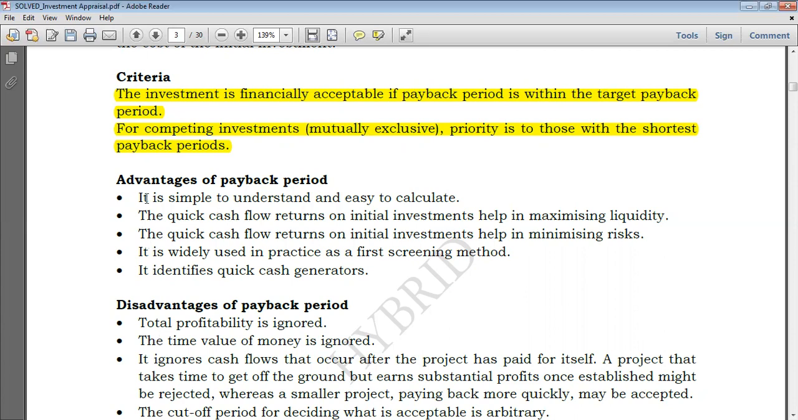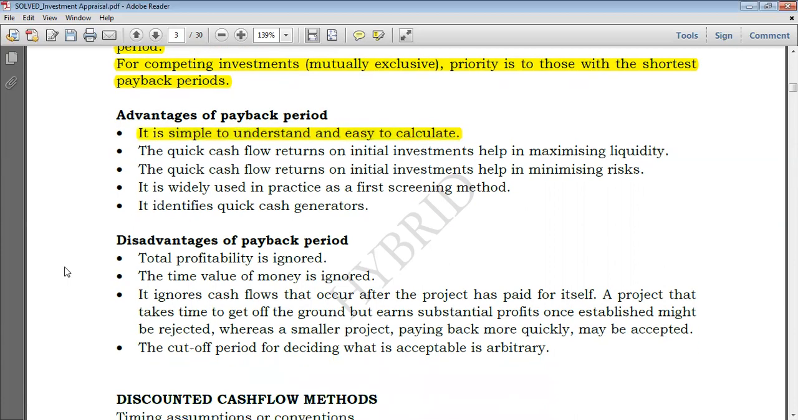Advantages of payback period. Here we are told it is simple to understand and easy to calculate. Of course, this is simple because it does not use time value of money, so no need to discount the cash flows. We are told that the quick cash flow returns on initial investment help in maximizing liquidity because payback period emphasizes quick recovery of the initial investment cost. So the company becomes liquid because it doesn't stay long without having its money back.